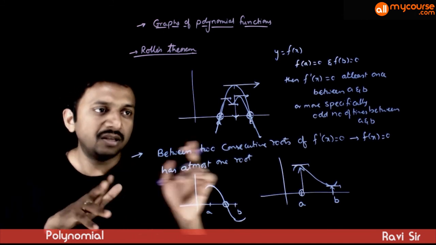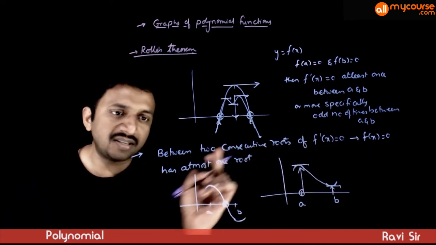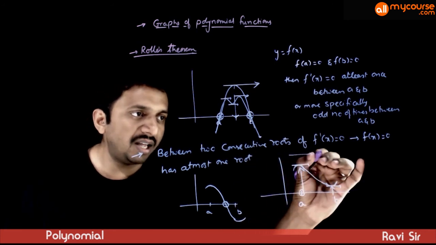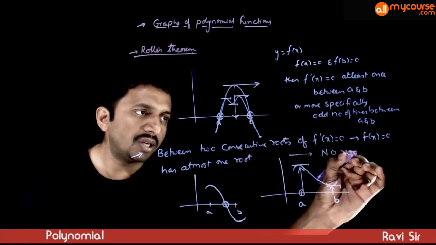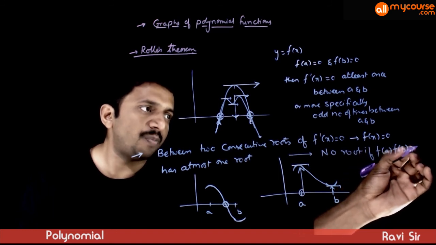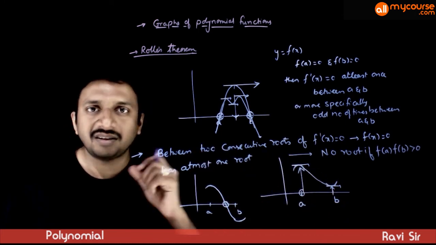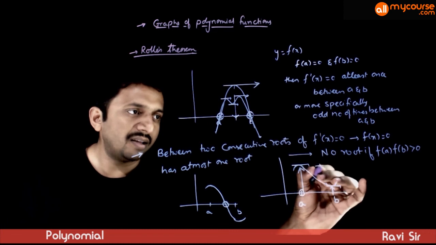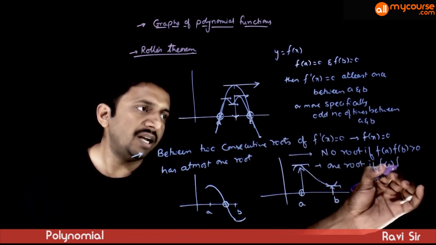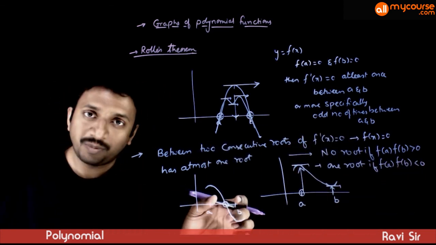So between two consecutive roots of f dash of x equal to 0, f of x equal to 0 has at most one root, and more specifically, no root if f of a into f of b is positive. That means both at a and b, f has the same sign, and one root if f of a into f of b is negative. So I hope this is clear.